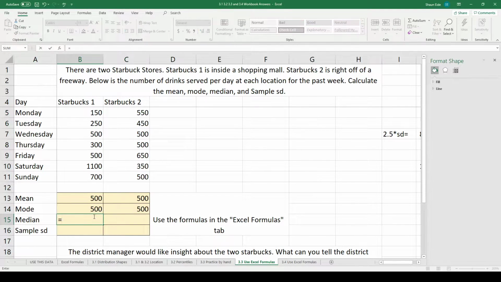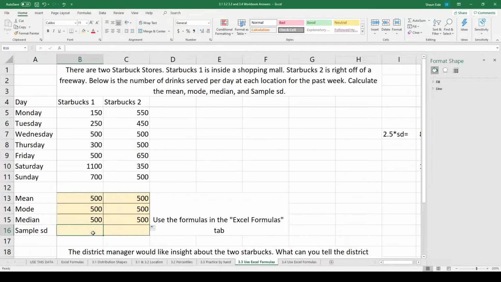Okay, so equals median. Maybe the median is different. So let's highlight this and determine the median. The median of Starbucks 1 is 500. I wonder what the median of Starbucks 2 is. Also 500. So if you just look at the mean, the mode, and the median, you would look at them and say to yourself, okay, these must be the same. They must be producing and doing everything very similar to each other. But you look back up there and you're like, they just look so different. There's something off about this.